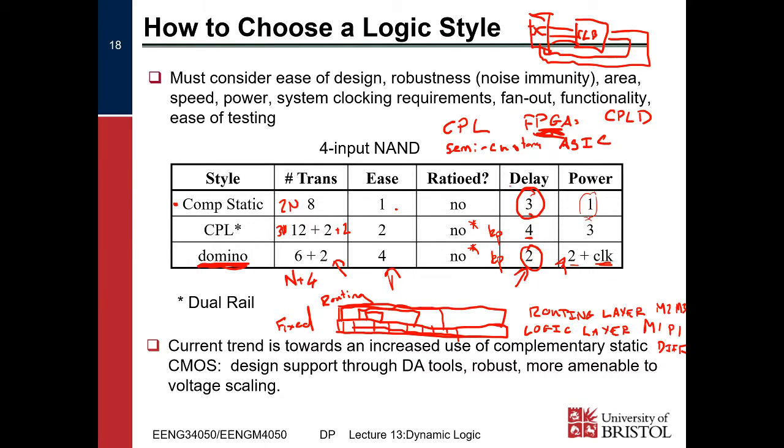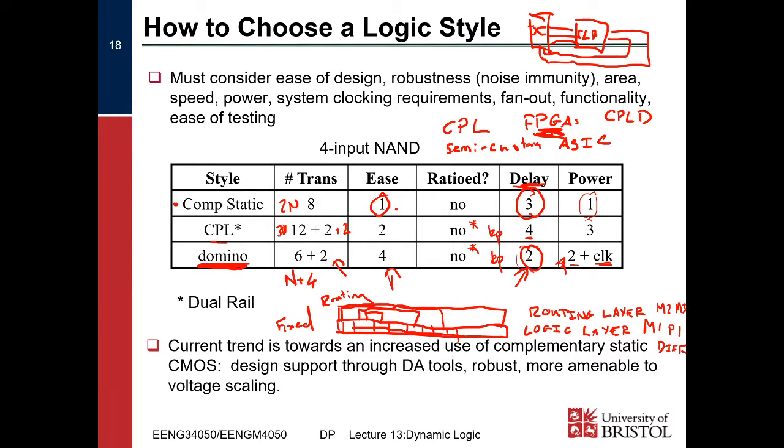If all we care about is delay, we'll go for a dynamic style like domino logic, because it's always faster, because we've got less parasitic capacitances, and because we've got a certain amount of sequential aspect to it. It's a much faster type of logic. Conversely, if we're going for ease of use, we'll always go for complementary static, except if we've got specific types of circuits, like sometimes adders and XORs are easier to do with either pass transistor or complementary pass logic, right?